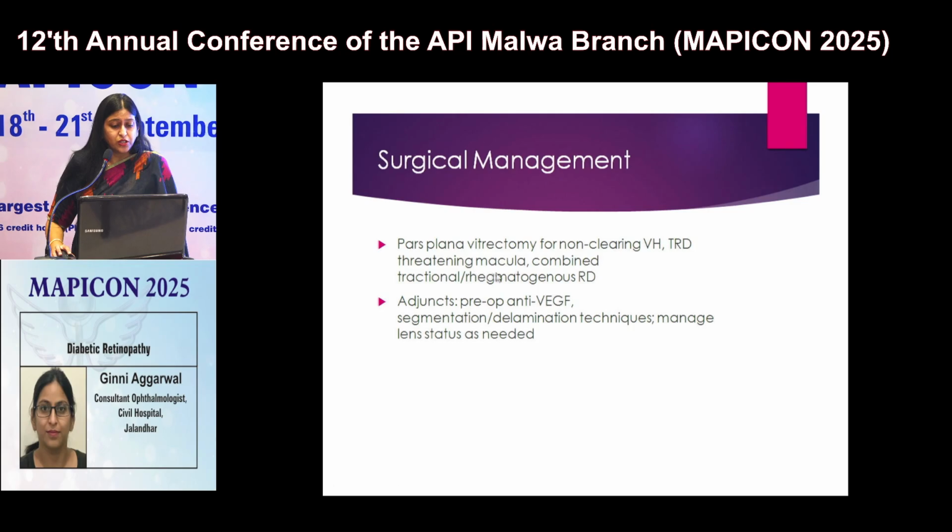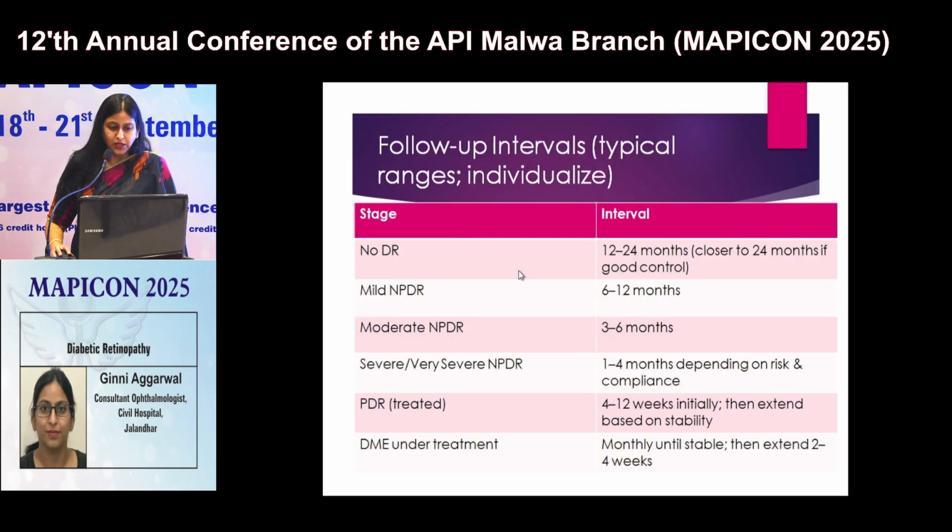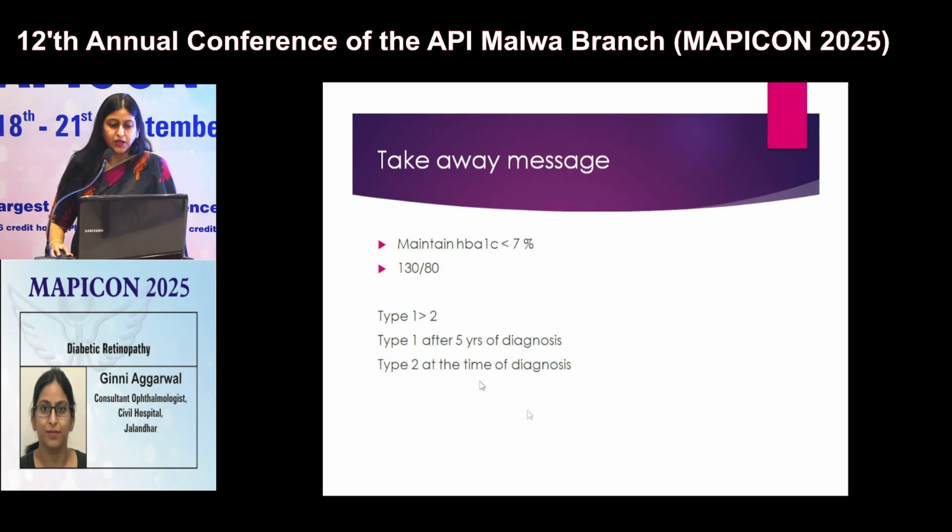Next is the surgical management. I'm not dwelling into the details. So this we have already discussed. PDR needs treatment monthly. Edema needs monthly follow-ups. So takeaway messages, please maintain HbA1c less than 7. The blood pressure control 130/80.